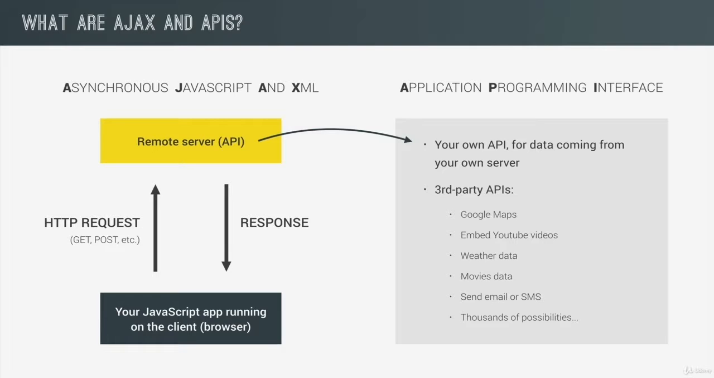But now you also need some current weather information for each destination, which you don't have in your database, and so you can use a third-party API to get that weather data. Okay, that makes sense, right? And there are actually all kinds of third-party APIs out there, like to include Google Maps into your app, or to embed YouTube videos, to get data about movies, or even to send emails or text messages from within your app. There are really endless possibilities, and that's why APIs are getting so popular in web development.